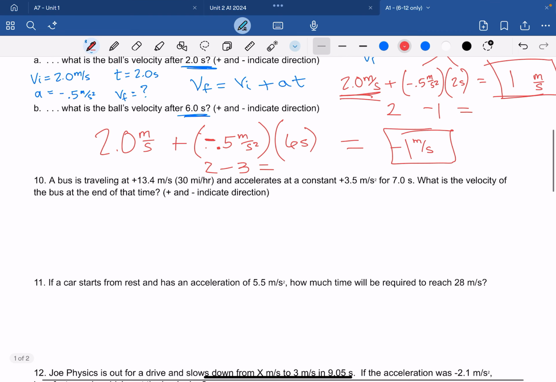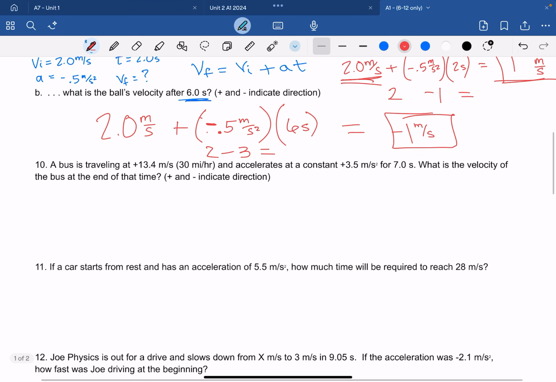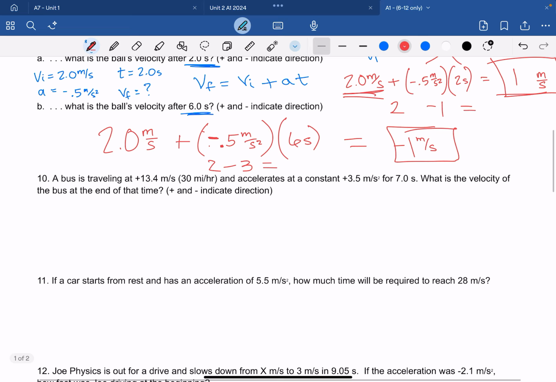Number 10, we'll do number 10 too. So a bus is traveling at 13.4 meters per second, which is the equivalent of 30 miles per hour. We won't need that in this case. And it's accelerating at a constant rate of 3.5 meters per second squared for 7 seconds. What is the velocity of the bus at the end of that time?